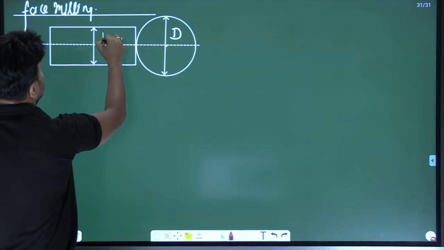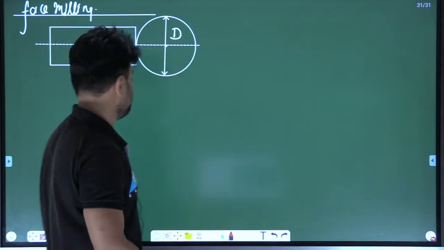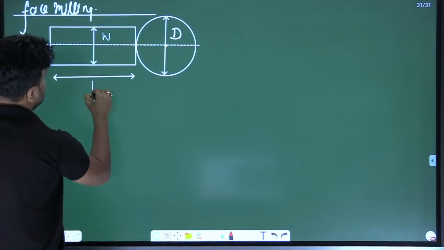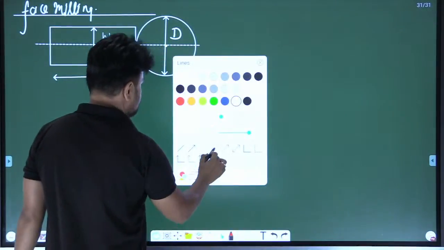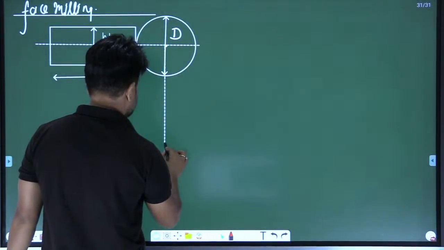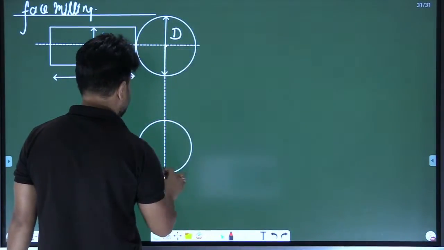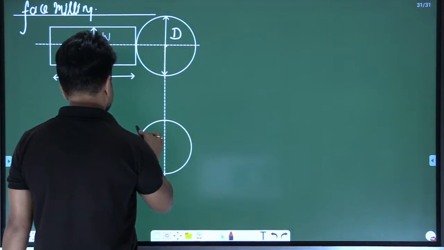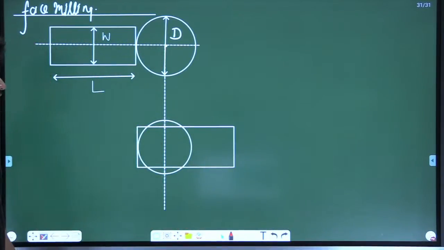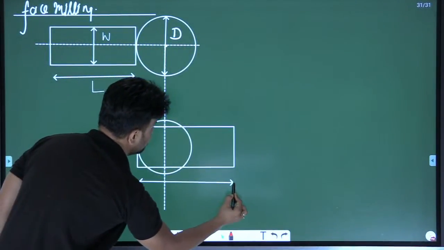This is the width of the workpiece. Am I clear? W is the width of the workpiece. Now, suppose the length of the workpiece is L. This is the length of the workpiece. Again, you can see there is a milling cutter. If the workpiece travels the L length, suppose this is a scenario. Here the workpiece has traveled the L length.